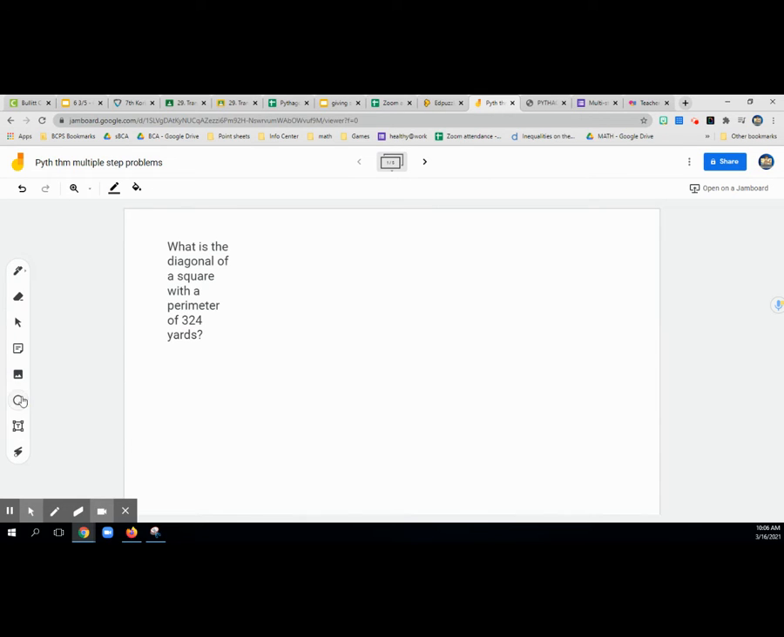So the first thing I'm going to do is just draw a picture out to help visualize it. So I've got my square. The perimeter is the distance all the way around it, and it adds up to 324 yards. I know that a square has 4 equal sides, so I just need to do 324 divided by 4 to find my side length. So we've got a side length of 81 and 81.